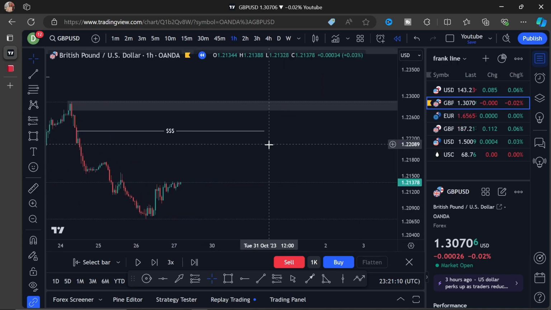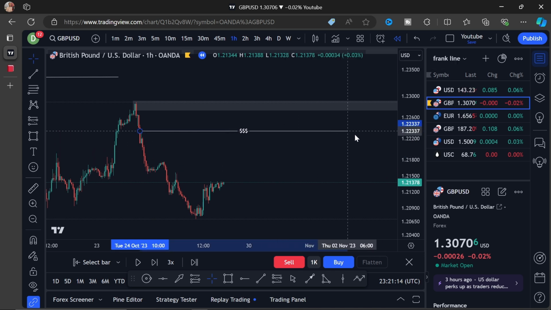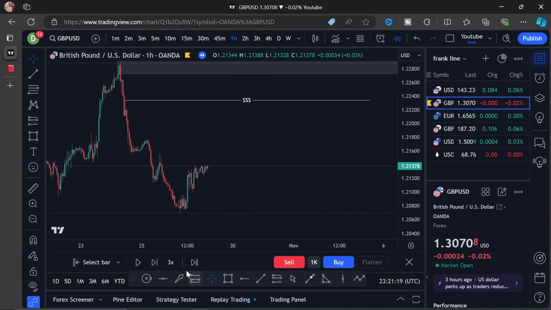Now, this is the reason why you are trading a lot of pairs. If you are trading just one single pair, you have to wait all this while. That's why you are trading multiple pairs in the market. So whilst you are waiting for this one, you could be trading any of the other pairs.